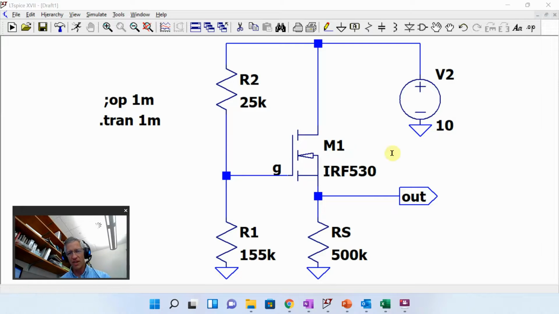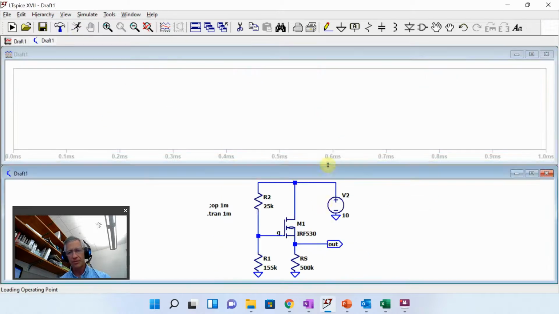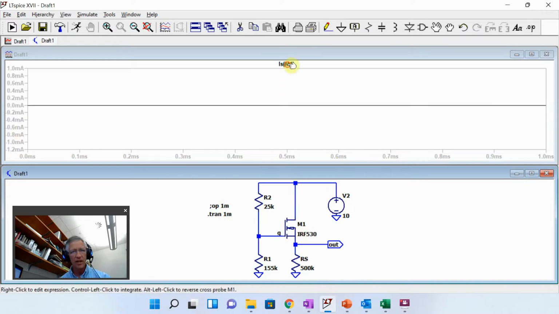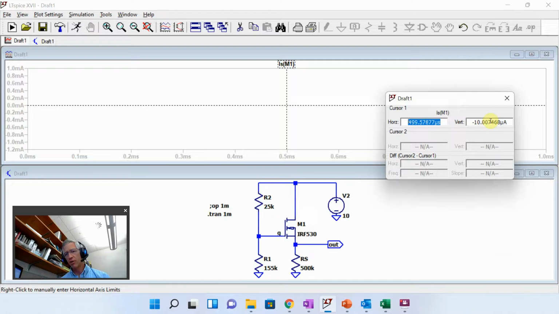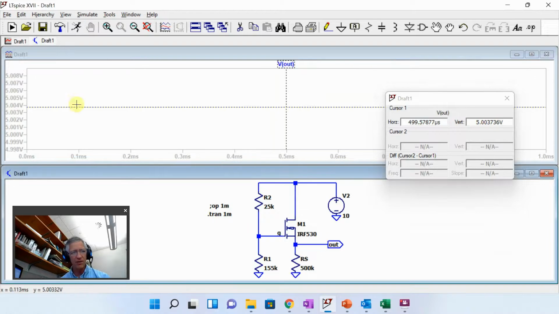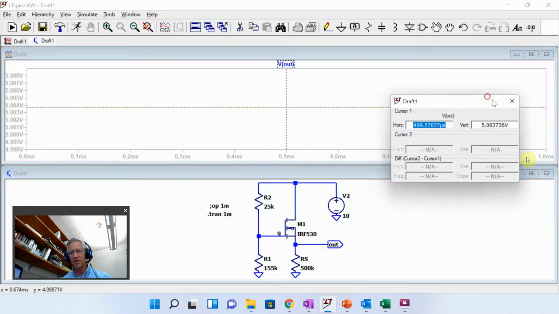So we had this IRF530, and we were trying to design it to have an output of 5 volts, which is halfway between the 10 volts and the ground, and we wanted to have 10 microamps in order to have an R out of 100 ohms. So if we run this, we see a current of 10 microamps, which is exactly what we wanted. I look at the voltage and you see we're at 5 volts, everything's great. So it seems like it's doing exactly what we want.